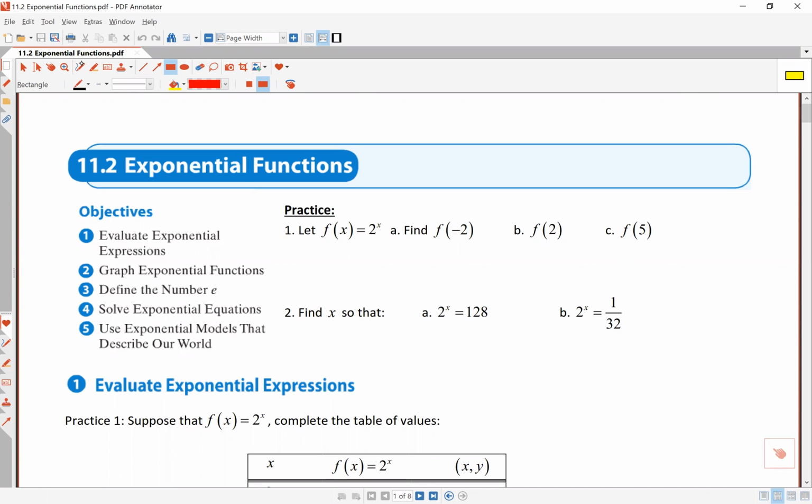An exponential function is any function that has a base raised to some power. We like to start off with our base of 2. That's our standard exponential function, f of x equals 2 raised to the x power. So when we evaluate this function, f of negative 2, we're placing the exponent as negative 2. 2 to the negative 2 is 1 over 2 squared, or 1/4.